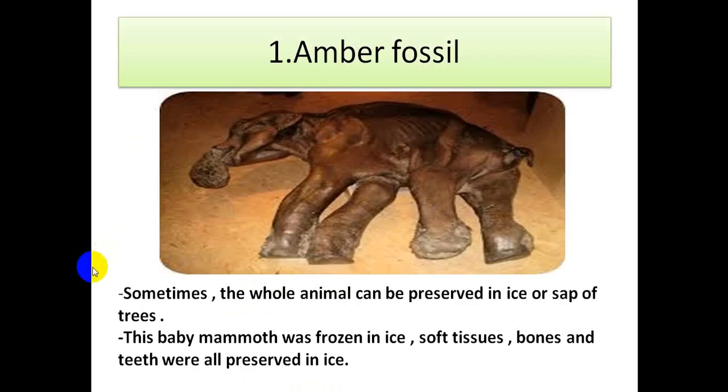Let's see. The first kind of fossil is amber fossil, and actually this is a picture of a baby mammoth. They found the baby mammoth inside a huge block of ice. So sometimes the whole animal can be preserved in ice or sap of trees. But this one, they found it inside ice. This baby mammoth was frozen in ice. Soft tissues, bones, and teeth were all preserved in ice.